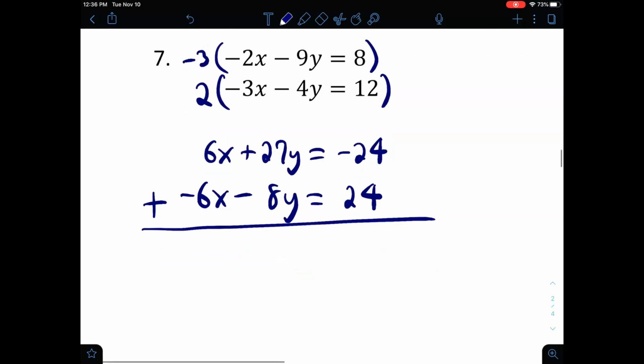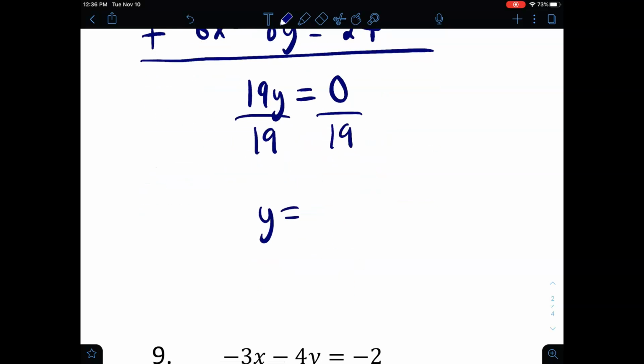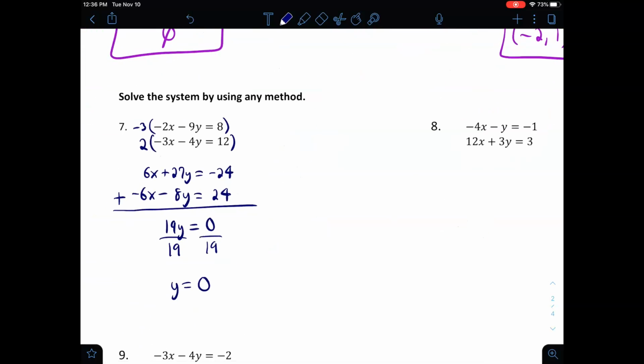Add straight down. We're going to get 19y equals 0. Divide by 19. We're going to get y is equal to 0. And we are not quite done. Let's plug into the bottom equation.